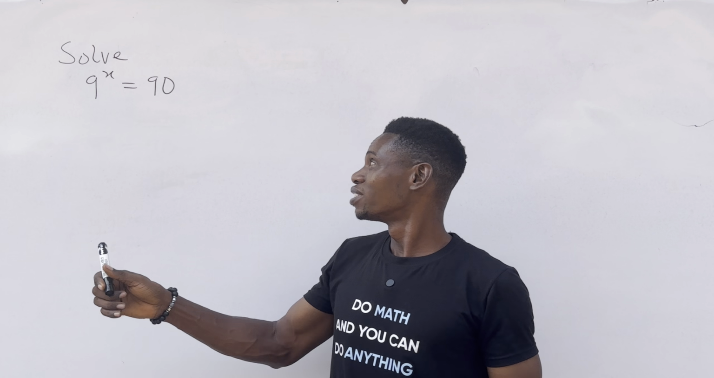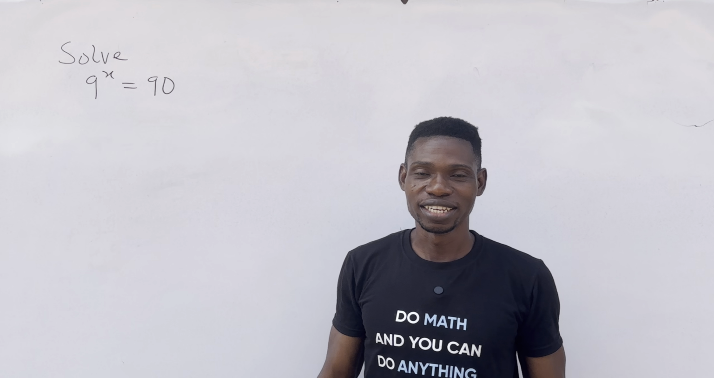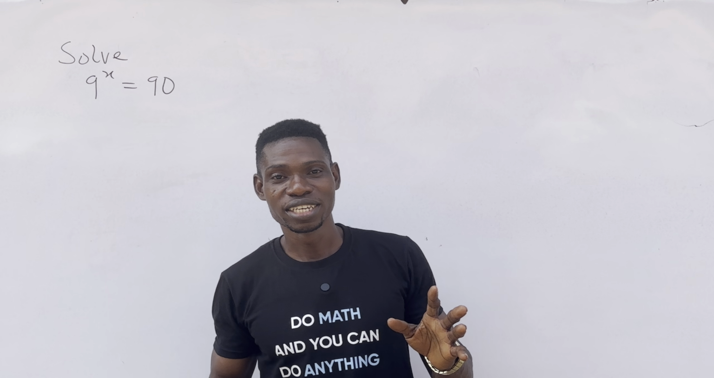Today we are going to be solving this exponential equation. As you can see, it says 9 raised to the power x equal to 90. If you're excited to solve with me, let's go.